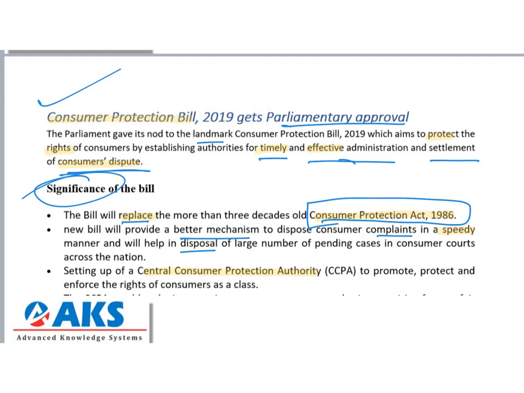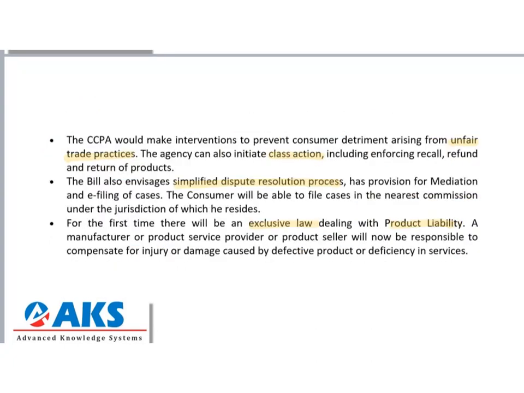It also seeks setting up of Central Consumer Protection Authority, CCPA, so as to promote, protect and enforce the rights of consumers as a class. Okay, so the bill is recognizing the whole consumer community as a class who deserve certain rights. Also, the Central Consumer Protection Authority would make interventions so as to prevent consumer detriment arising from unfair trade practices. The agency can initiate class action, including enforcement of recall, refund, and return of products.